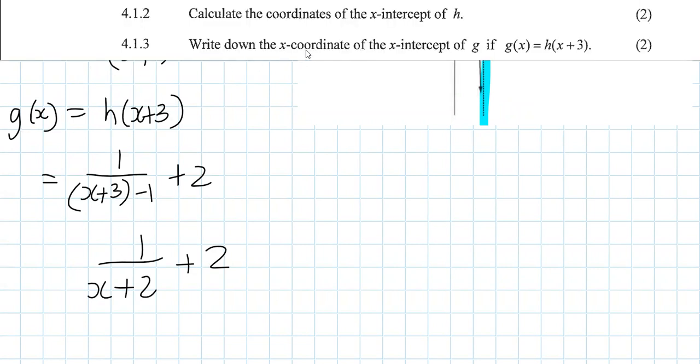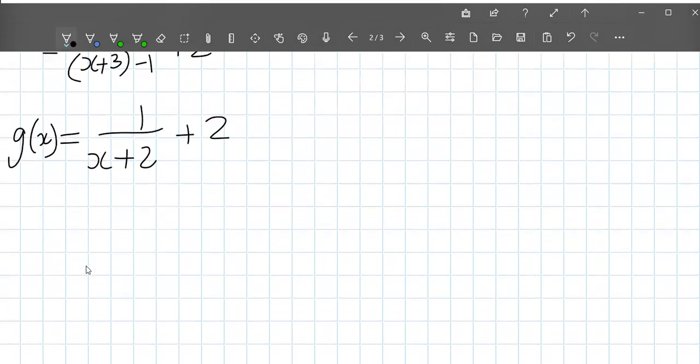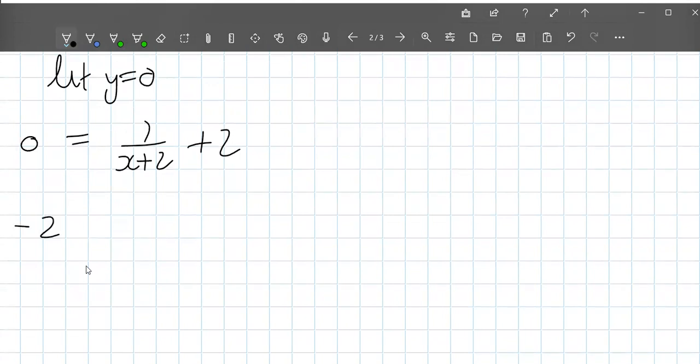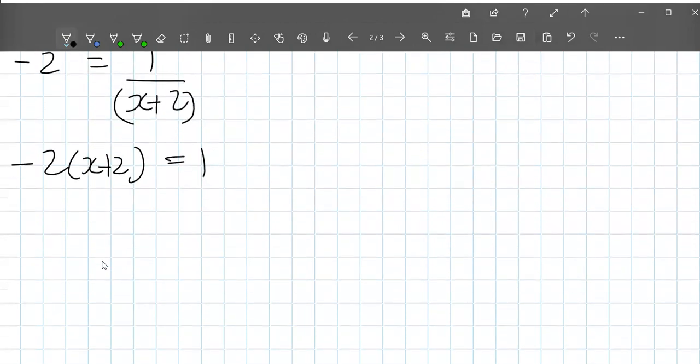The question asked for the x-coordinate of the x-intercept. So the same method applies as before. To get the x-intercept, you let y equal to 0. 0 equals 1 over x plus 2, plus 2. Minus 2 equals 1 over x plus 2. We times both sides by x plus 2. Minus 2 times x plus 2 equals 1. Then we get rid of the brackets. Minus 2x minus 4 equals 1.